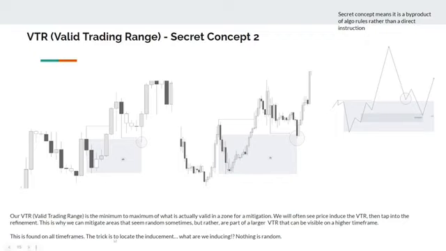This is found on all time frames. The trick is to locate the inducement. What are we inducing? Pair that with time when we have those manipulations, and then we can understand how to trade from movements like this that are seemingly random. Because nothing is random. It might seem random, but nothing's random. If we draw premium and discount of this high low, that'll perfectly come into that 50%, which will also validate our VTR.